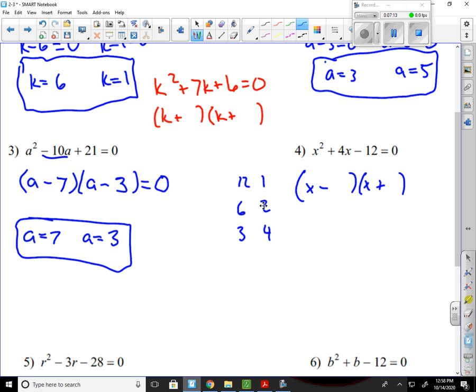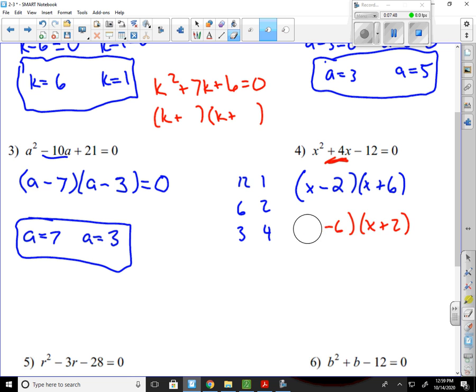6 minus 2 gives me 4. Now it depends on what this 4 is. The 4 is positive, so the bigger number goes with the plus. If I had put, I'm going to put it in red because it's wrong, x minus 6 and x plus 2, when I add these two together, negative 6 plus 2 is negative 4. That's not a positive 4.